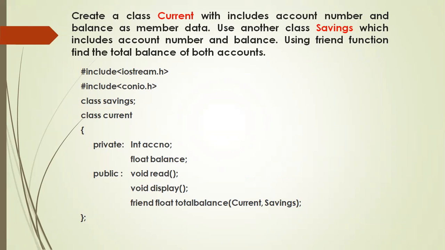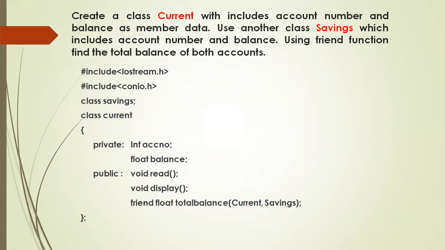But the friend function is total balance. The friend function, as I told earlier, can access any private data through the parameter you pass as an argument. Here I am passing two parameters, current and savings, both class names. That means for the total balance function, you have to pass two objects, one from the current class and the other from the savings class. The function will fetch the balance of the current class and the balance of the savings class, add them together and return the value. Since the balances are float type, the return type is also float. So: friend float total balance(current, savings).